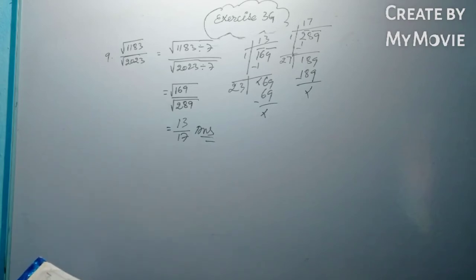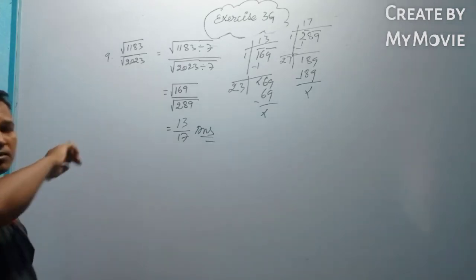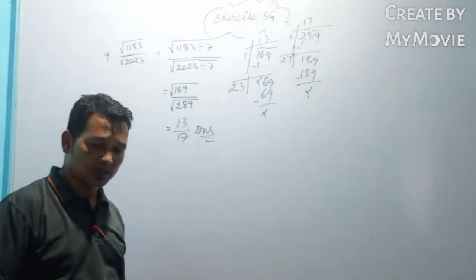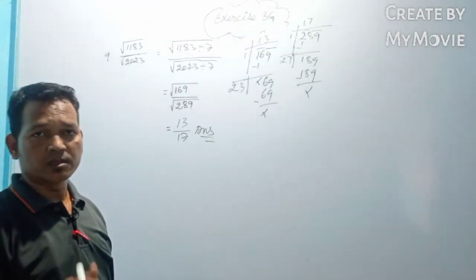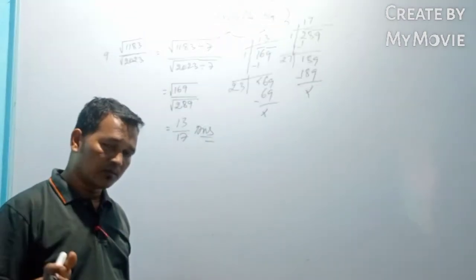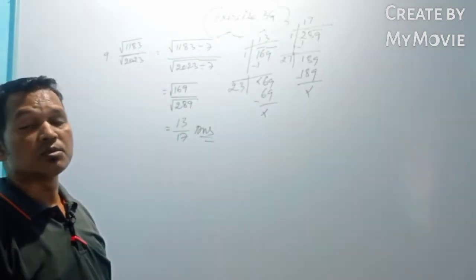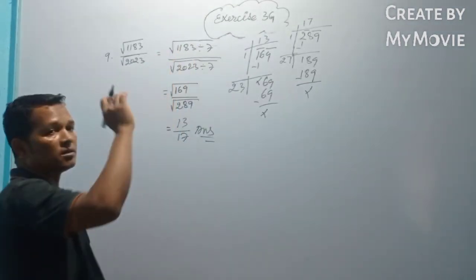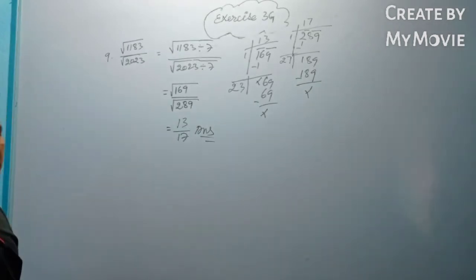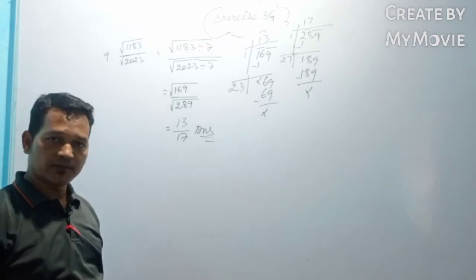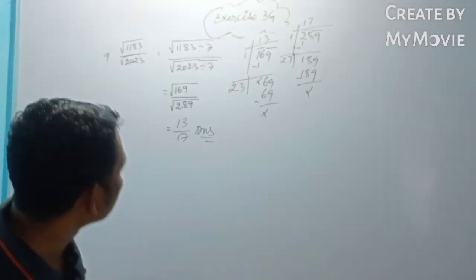Okay, 13 by 17. So first, you have to identify whether the given number is a perfect square. If it is not a perfect square, then convert that number into a perfect square by dividing the denominator and numerator by a suitable number. Okay, for example, here we have divided by 7, and in question number 8 we divided the numerator and denominator by 5.